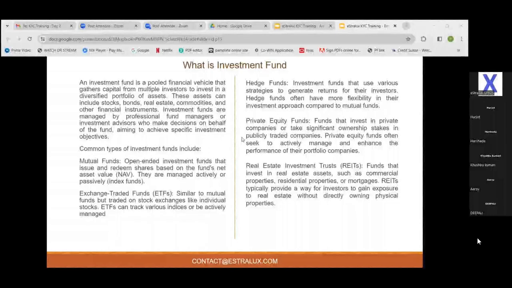I will not read the whole paragraph, just the first line, which says an investment fund is a pooled financial vehicle that gathers capital from multiple investors. Let me explain in very simple language. Say Harjot, Harshda, Khushbu and I each have some amount, maybe a thousand rupees, and I want to invest somewhere I can get a return. If I only invest 1,000, it's not too much of an amount to get some return on. I know it's a very small amount.